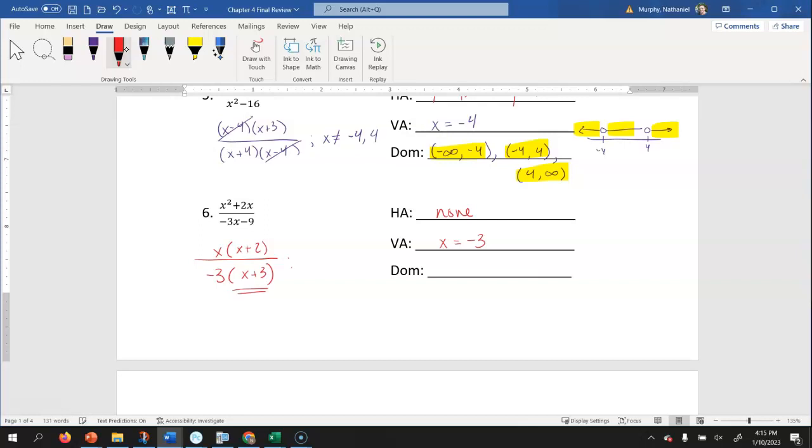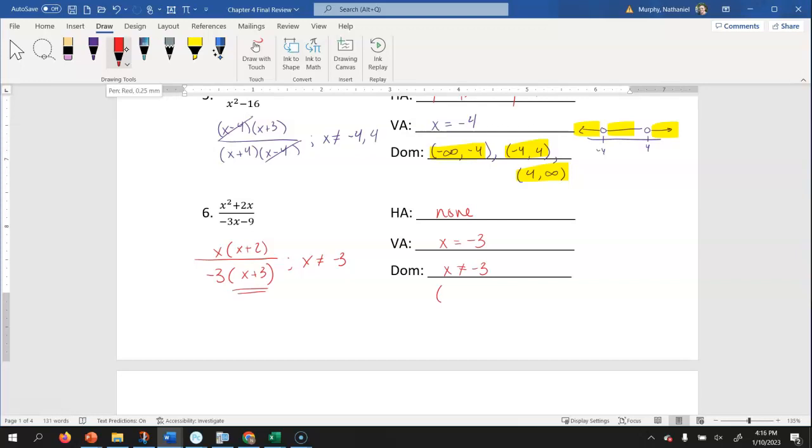And again, that means that x can't equal negative 3, because if you had negative 3, we'd have 0 in the denominator. We can't have that. So our domain would be everything except negative 3. So we could say it like that. Otherwise, we could say it in interval notation.